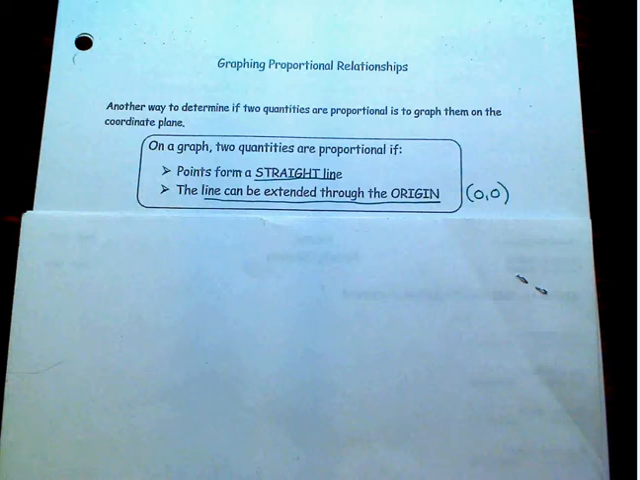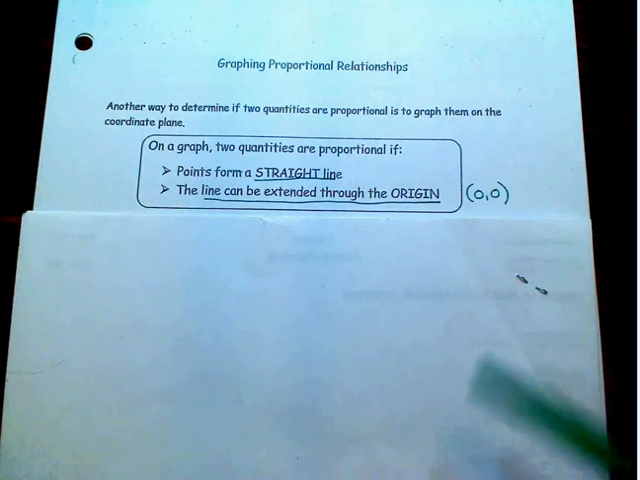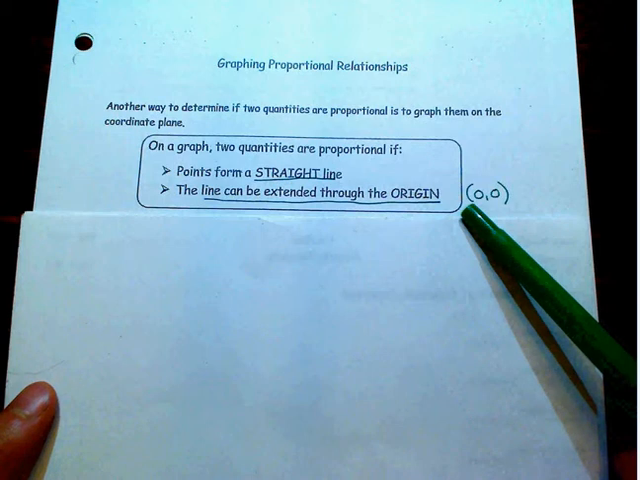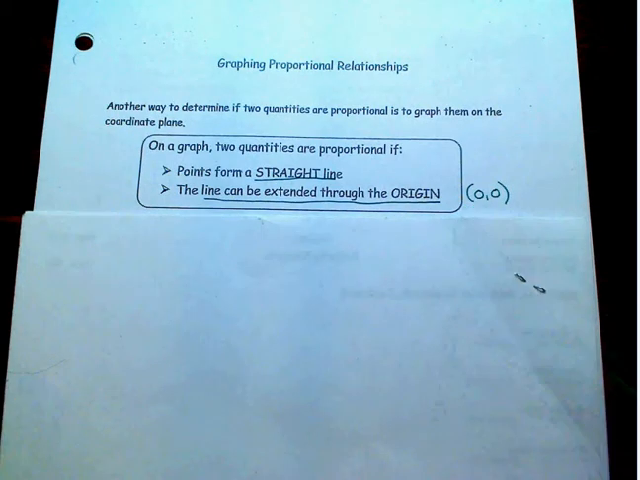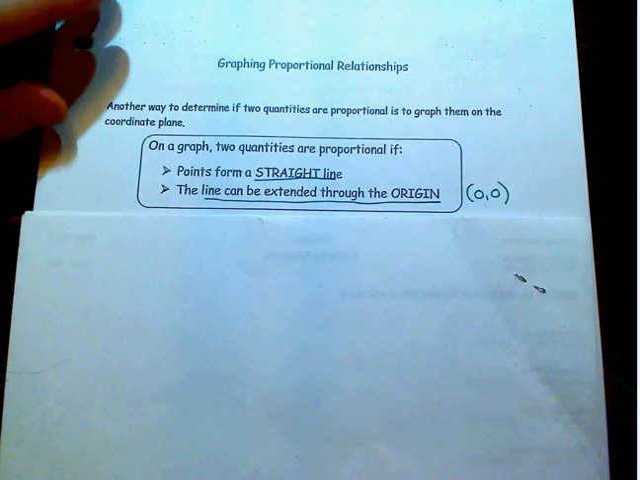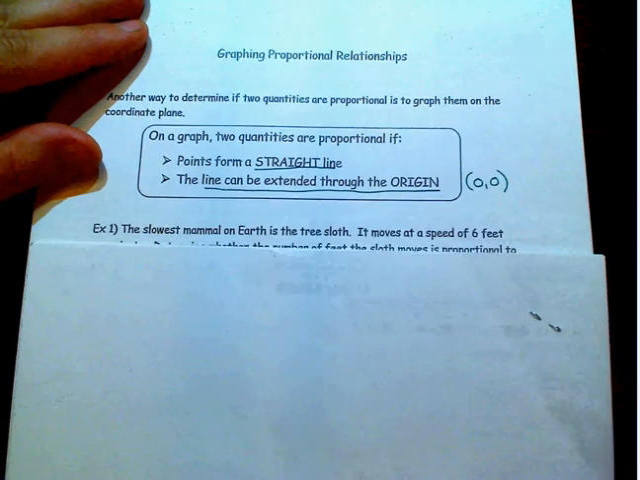Hey, ladies and gentlemen, today we're going to be talking about graphing proportional relationships. We talked about yesterday determining whether or not a relationship is proportional based upon its unit rate and the fact that it could pass through 0, 0. We touched a little bit about how on a graph two quantities are proportional if the points form a straight line, number one, and number two, that line can be extended through the origin, which is 0, 0 on a coordinate grid. Now, those two things have to happen in order for a quantity to be proportional.